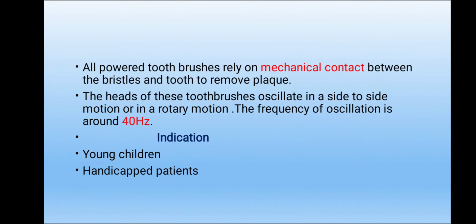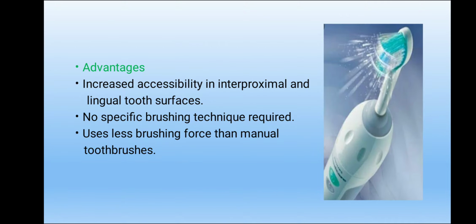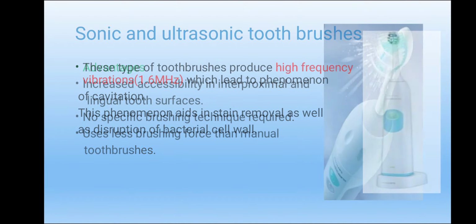Indication. It is used in case of young children and in case of handicapped patients. Advantages of using this type of toothbrush. It increases accessibility in interproximal and lingual tooth surfaces. Also, no specific brushing technique is required. The user uses less brushing force than with a manual toothbrush. So, these are the advantages.